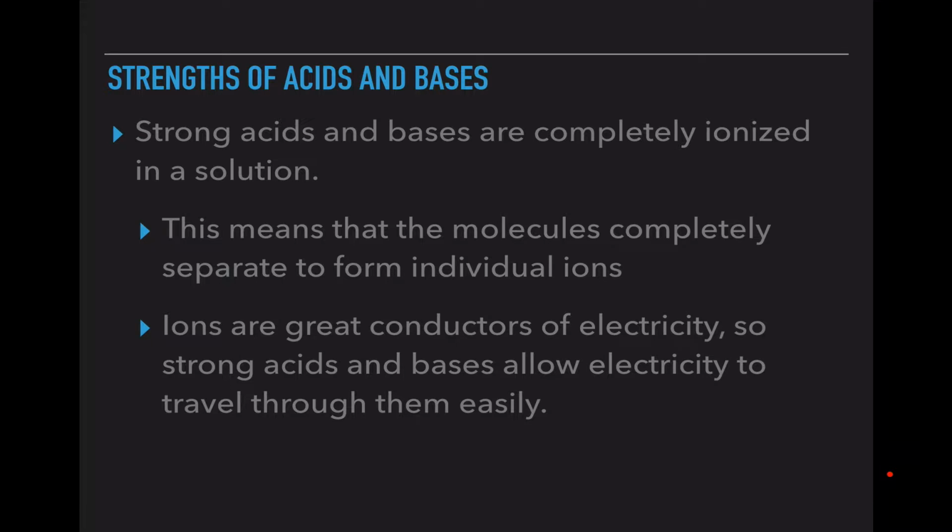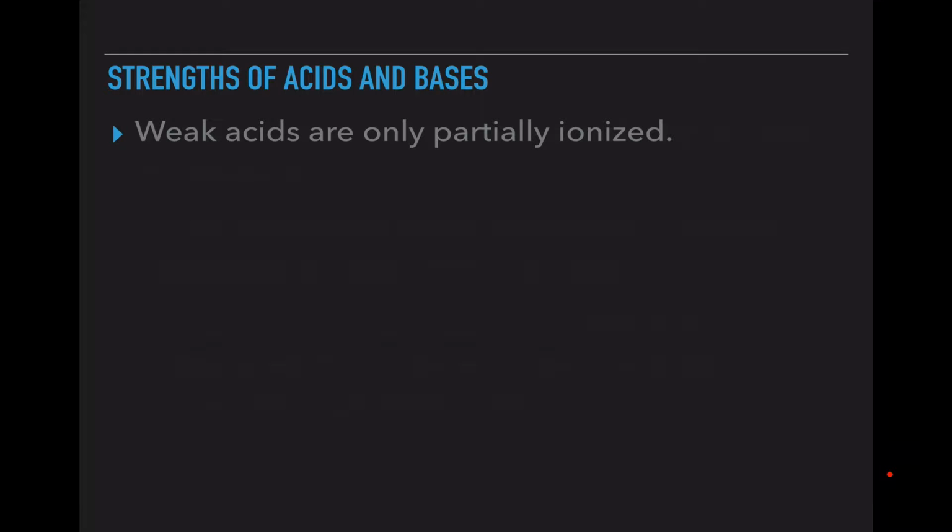floating around. And I'm going to draw a picture on the next slide to take a look at and see what that actually means. Since ions are great conductors of electricity, strong acids and bases allow electricity to travel through them easily, which means they are very strong conductors of electricity. Weak acids and bases, on the other hand, are only partially ionized. That means that they are not very good at conducting electricity. Some electricity will travel through them, but not very much.